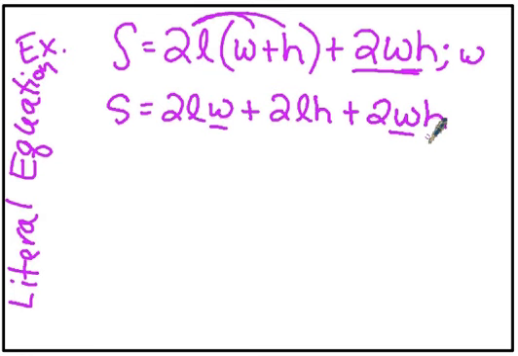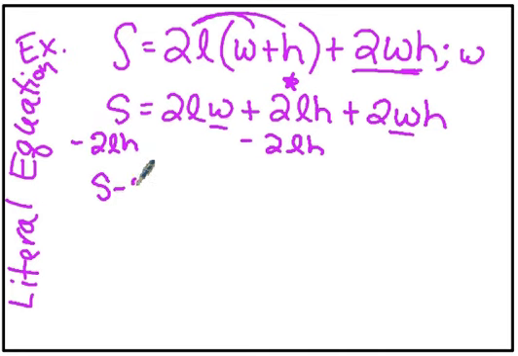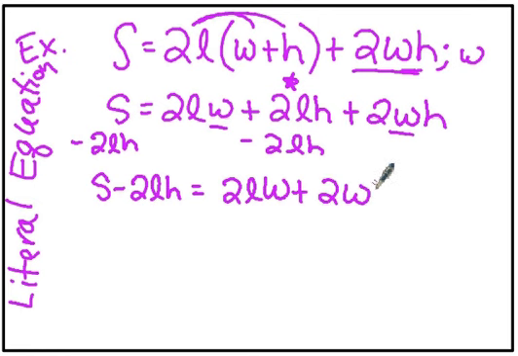But before we do that, we're going to go ahead and start getting rid of the term without the W. And since it's being added to the two things, we will subtract it. We'll have to subtract it from the other side. We get S minus 2LH is equal to 2LW plus 2WH.